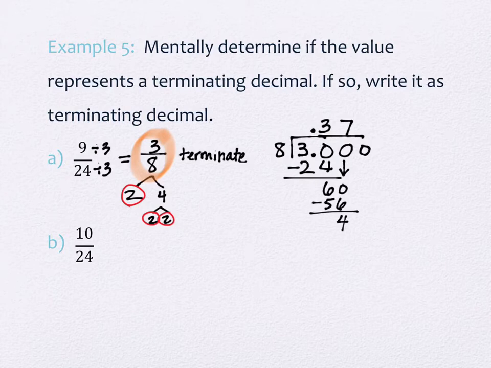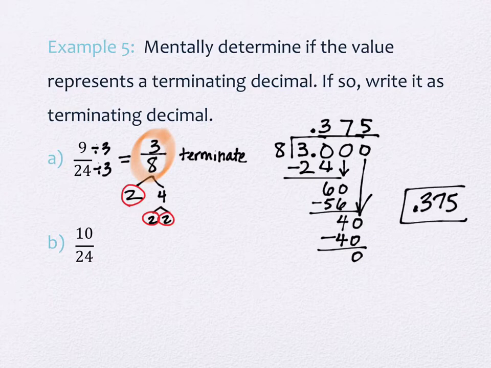4. Still not 0, so I put on another 0 and bring it down. I have 40. How many times will the 8 go into 40? 5. And 5 times 8 is 40. So at this point, I subtract and I get 0. So you will always, at some point, subtract and get 0 if you were told that it terminated by your work. Like these have to go hand in hand. Eventually, you're going to get a 0 down here. And once you do, you have found the decimal you were looking for. It's 375 thousandths. That's what the value 3/8 as a fraction represents.